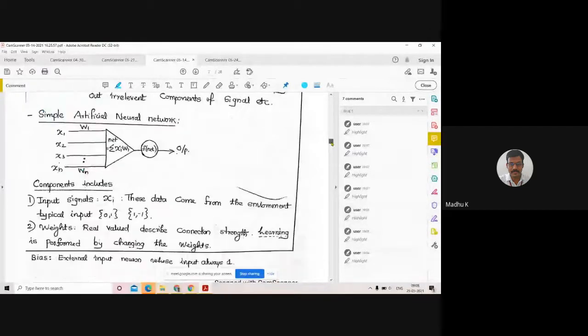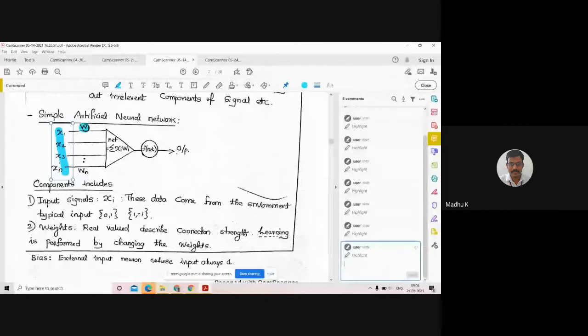There are inputs and weights. By changing the values of the weights, a network always learns. A network learns using the change in weights. In the previous terms we studied those concepts. We discussed algorithms also, the same concept. Next, this is the net input.